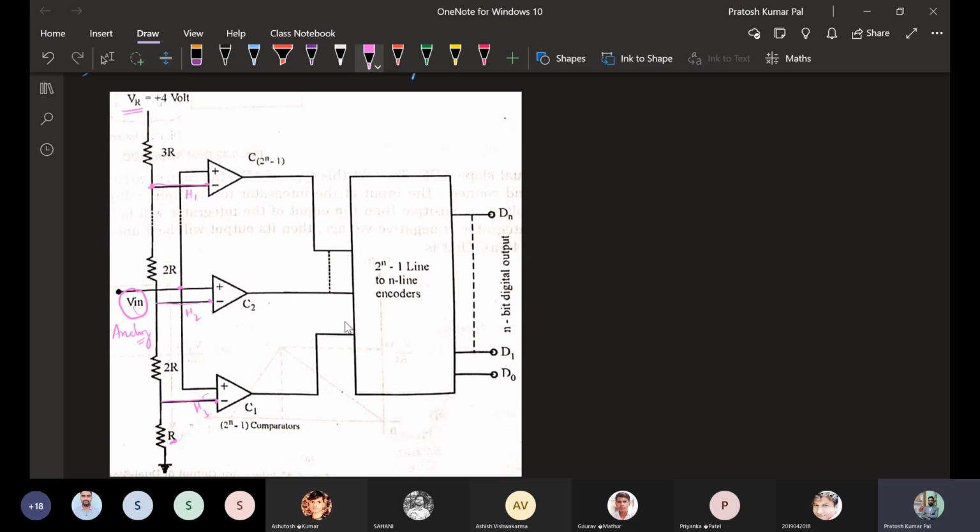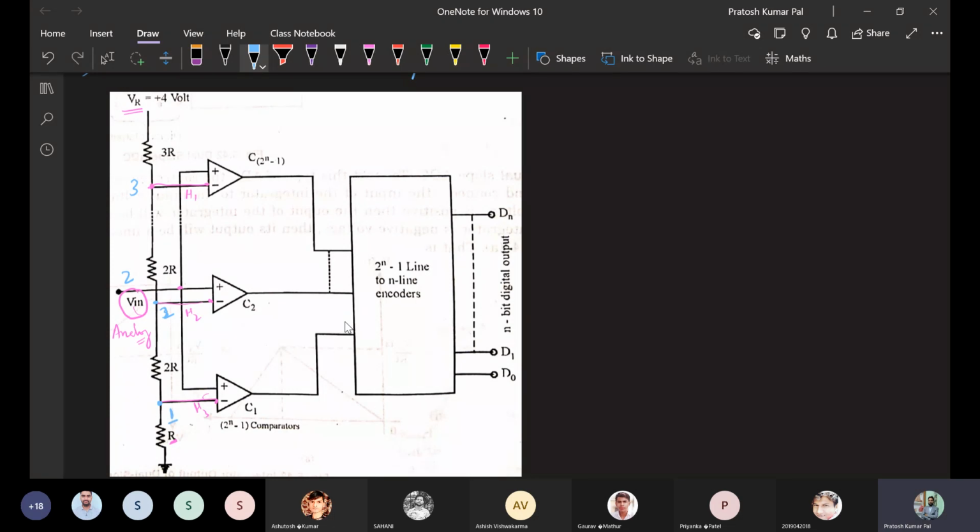So based on the values, suppose this is 5 volt. Or suppose not 5 volt, because we have taken the reference voltage to be 4 volt. So suppose 2 volt input we have taken, and this is the 4 volt reference circuit. Now we will compare it. After a voltage divider there will be some voltage drop, and some lower voltage will be here. So suppose 3 volt is here, at this one it is 2 volt, and here it is 1 volt.